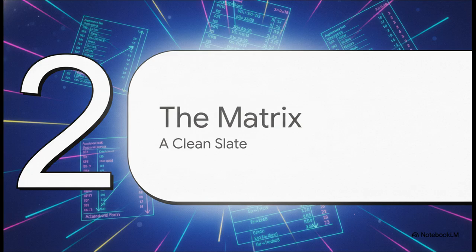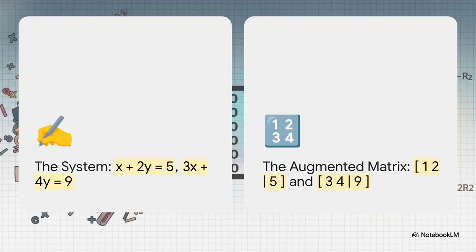And that brings us to part 2, where we get to meet the truly elegant solution to all our clutter problems. Just look at that transformation. On the right, that's what we call an augmented matrix. What we've done is strip away all the extra stuff, the x's, the y's, the equal signs, and we've just arranged the numbers, the coefficients, and the constants into this simple, clean grid. See? The first column is for x, the second for y, and that line is basically our equal sign. It's all the same information, just beautifully organized.